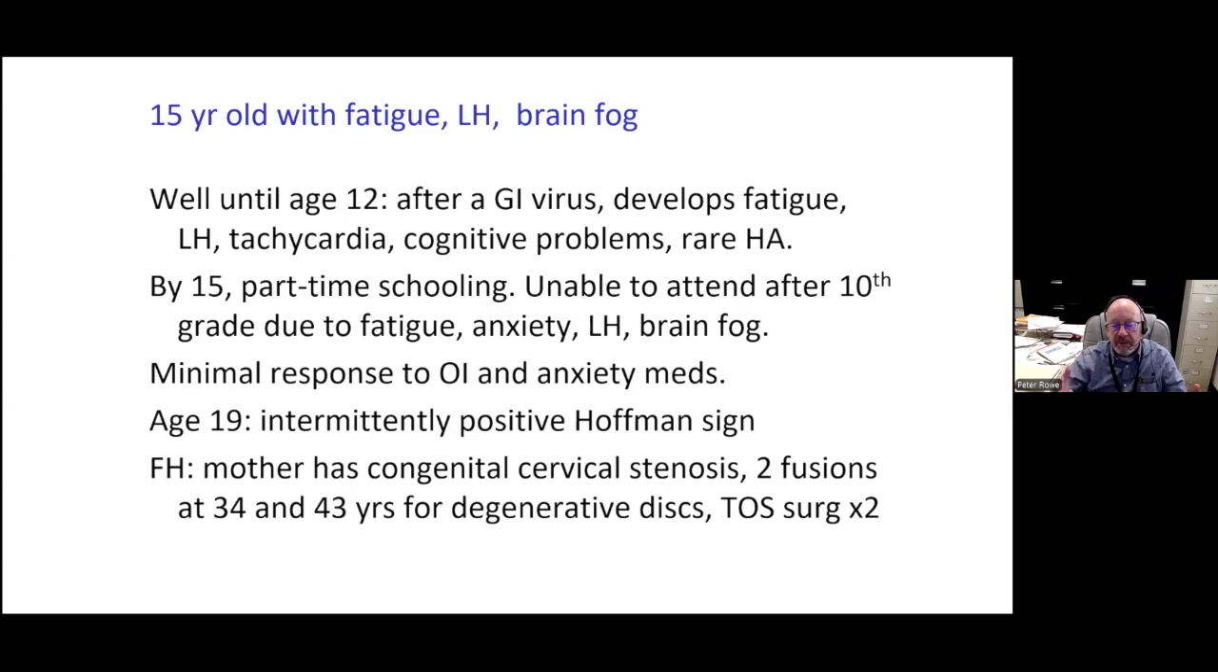So that gave us the rationale for doing her MRI, but we probably should have paid attention to the fact that her family history was quite abnormal. Her mother had congenital cervical canal stenosis and needed two cervical spine fusions, one at age 34 and the other at age 43 for degeneration of her cervical discs, and she also needed thoracic outlet syndrome surgery on 2 occasions. So this was by no means a normal anatomy in the mother.